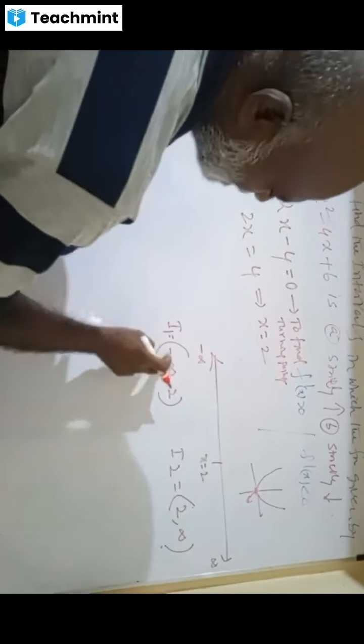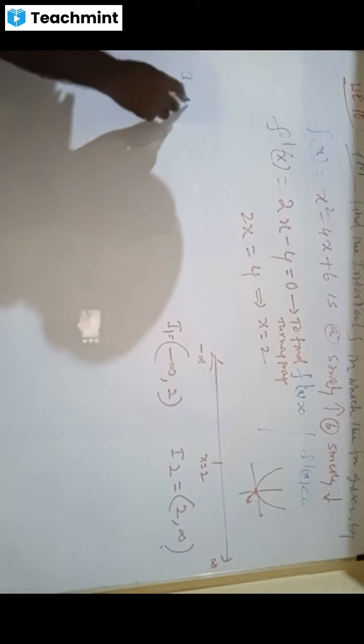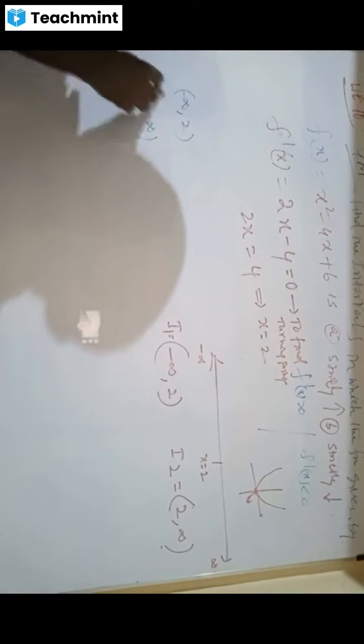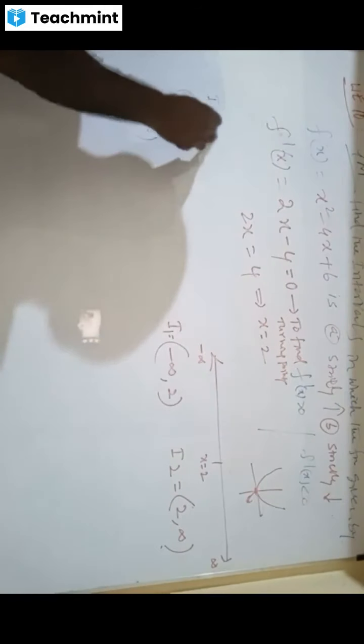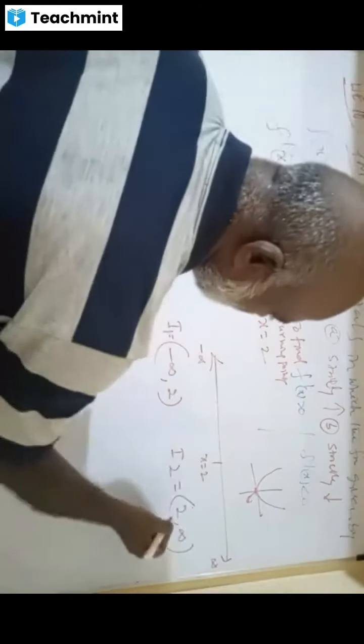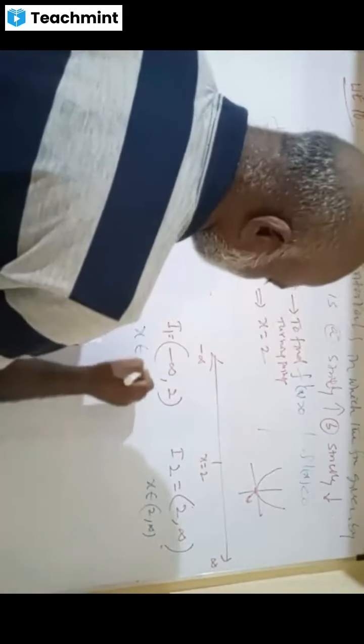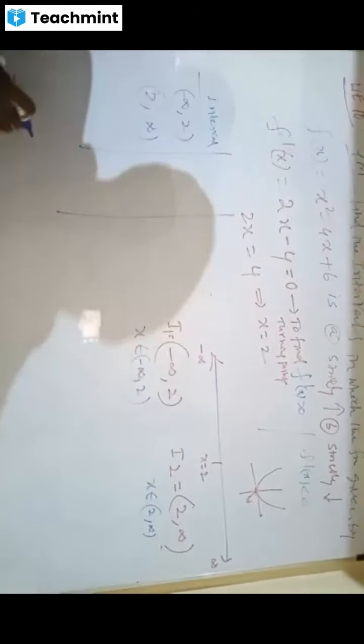Friends, here minus infinity to 2 and 2 to infinity, these are the two intervals. Now you write down interval 1, minus infinity to 2, and another interval, 2 to infinity. This is the interval. The intervals are nothing but x values. X belongs to 2 to infinity and x belongs to minus infinity to 2. These are the x values only.